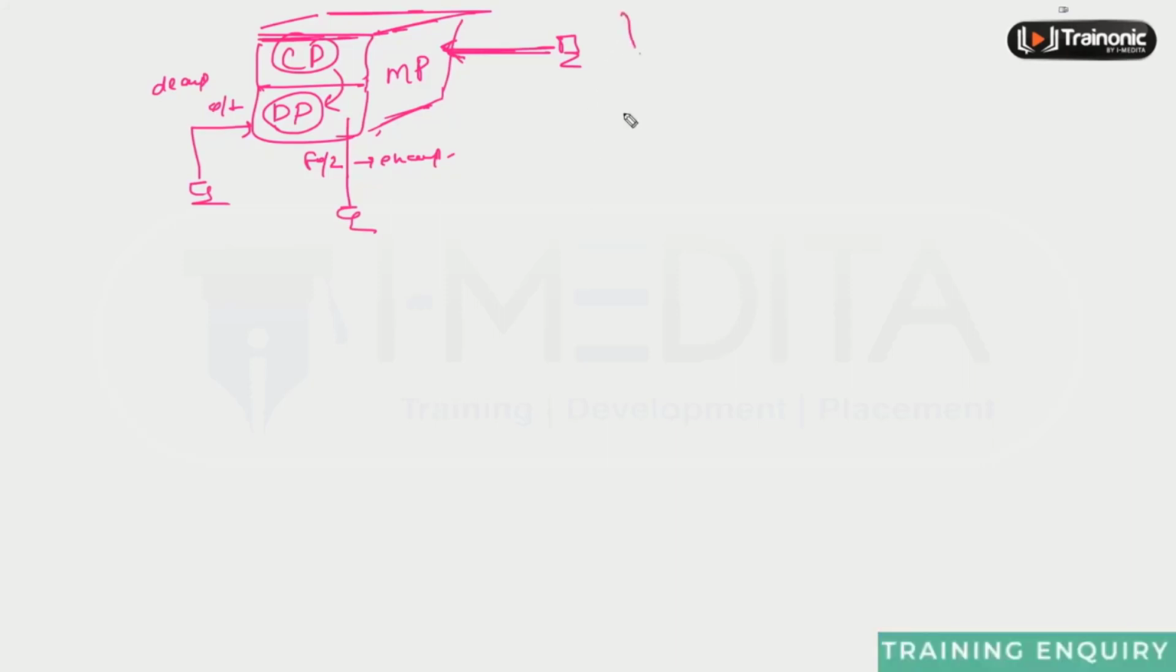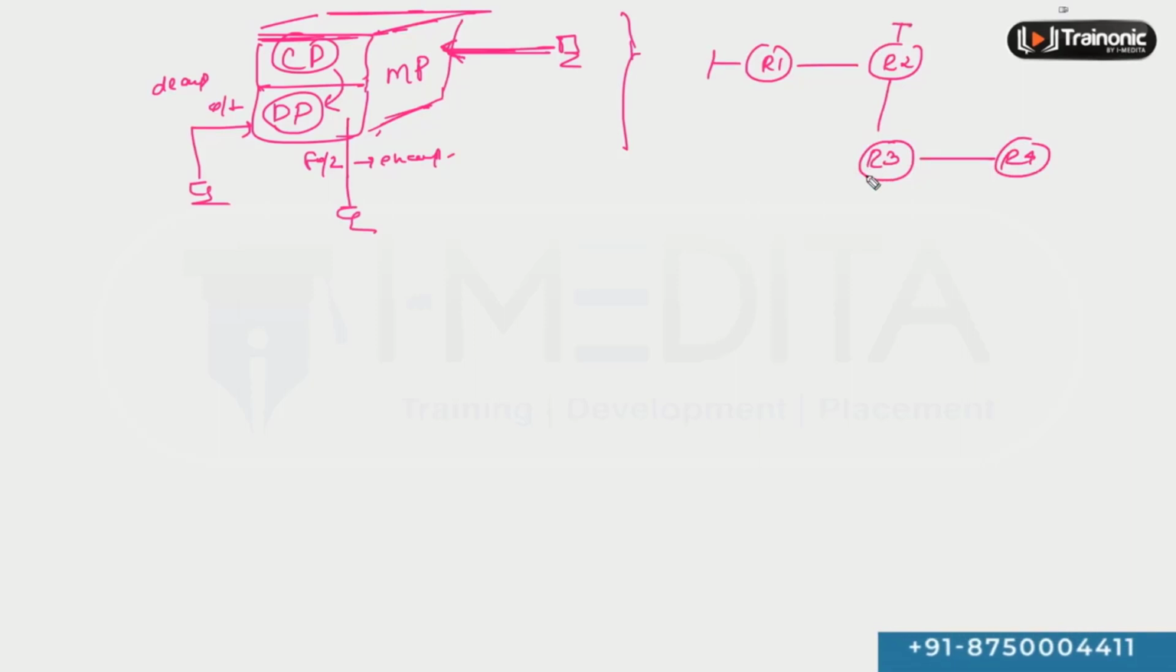Now, in a device, all these things are within the device itself. We could have centralized architecture, we could have distributed architecture, that is a different thing. But let's say we have 3 routers here, and we have to configure some protocols on these 3-4 routers. Why do we have to configure the protocol?